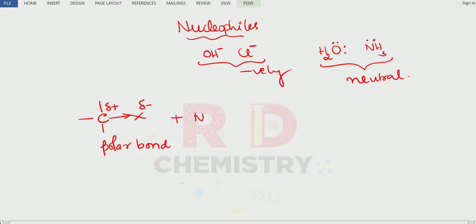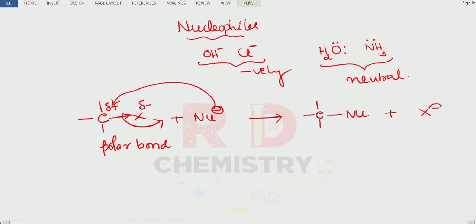Suppose there is a nucleophile. Let me write it Nu minus. Nucleophile can attack the positively charged carbon and halogen can go out. So therefore we get now carbon attaches to the new group nucleophile and halogen atom goes out as the X minus halide ion. So replacing halogen atom by the nucleophile is called the nucleophilic substitution reaction. And X minus here is a leaving group. Halogen atom is a leaving group. Clear?